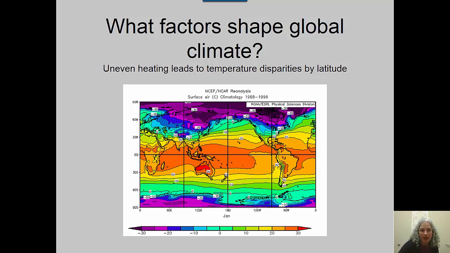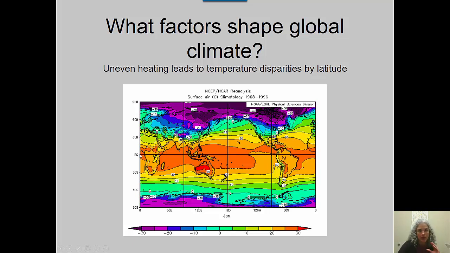And we can see that uneven heating when we look at this figure. So this figure shows us temperature here denoted by color. So the really cold areas are in these cool colors, purple, and then the blues, and then the warmer areas with higher average annual temperatures are being shown here in the warmer colors, all the way up to this red color. So you can see what we just looked at on the previous slide.